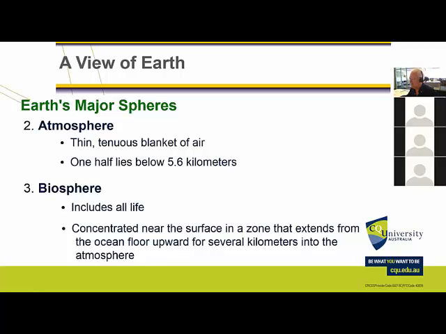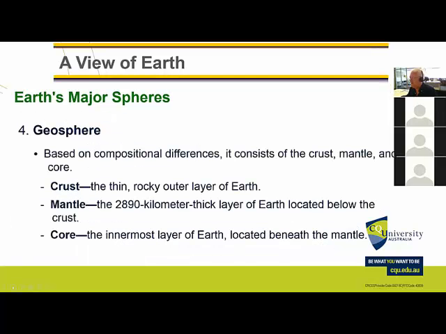Biosphere, all life. Concentrated near the surface in a zone that extends from the ocean floor to several kilometres up into the atmosphere. That's the biosphere, the creatures. The geosphere is the final we come to, based on compositional differences. The Earth itself, the physical makeup of the Earth, the crust, the mantle and the core, 3 basic parts. Jules Verne, Journey to the Centre of the Earth, written I think it's Jules Verne wrote in the 18th or 19th century. Predicted a lot of the science we have today, actually. Everything from tasers. Tasers first appeared in a Jules Verne novel.